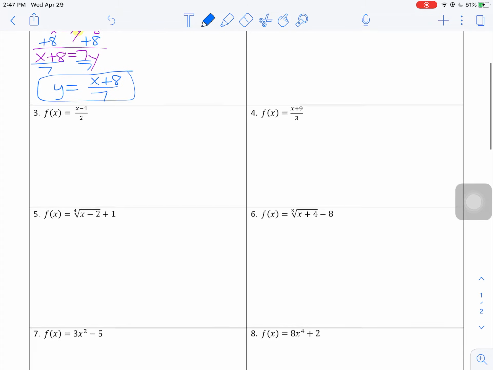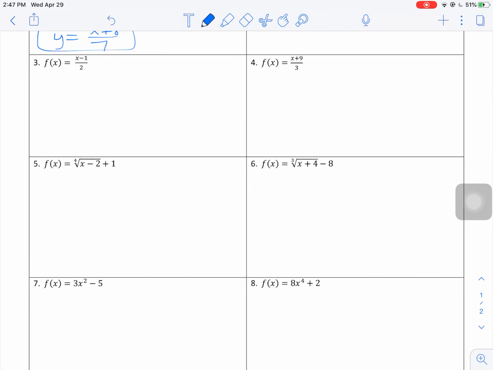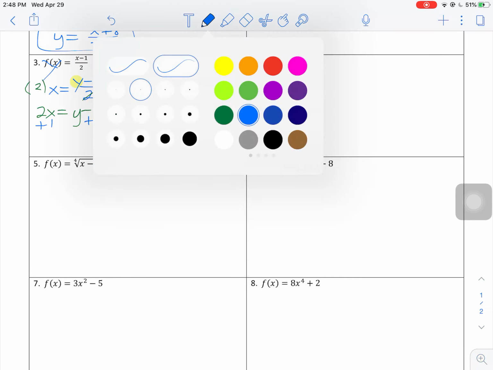For number 3, again, our first step is that f of x is the same thing as y. So I always put a y over f of x. Then switch x and y, leave everything else alone, just switch x and y. And then now we solve for y by doing order of operations backwards. So I'm going to get rid of the division by 2 by multiplying both sides of the equation by 2. So 2x equals y minus 1. Then, to get rid of that 1, I have to add 1 to both sides.